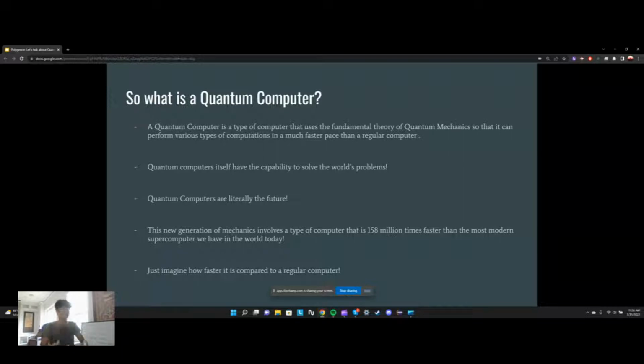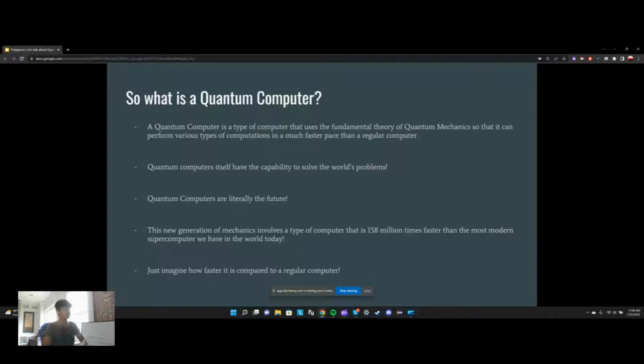As I just mentioned, it really has the capability to solve the world's problems, right? And it literally is the future. This new generation of technology includes a new type of computer that is 158 million times faster than the most modern supercomputer that we have in the world today. I just said supercomputer, but just imagine how advanced it is compared to a regular computer.